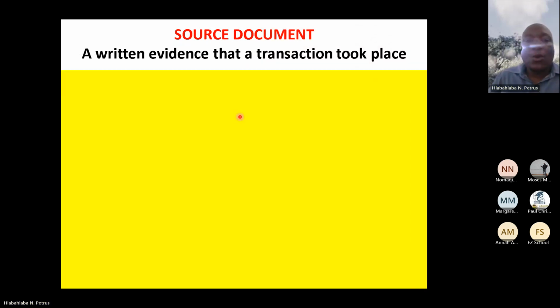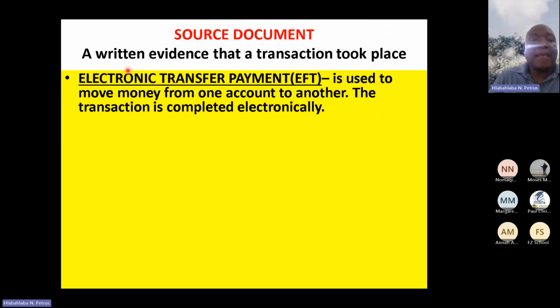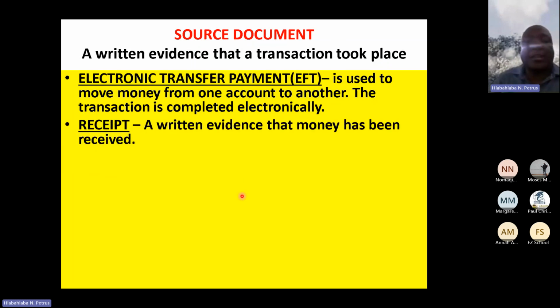And then in accounting, we also have what we call a source document. What is a source document? A written evidence that a transaction took place. And then electronic transfer. These are the source documents that we have.